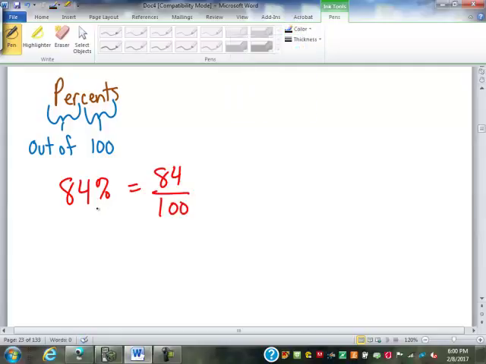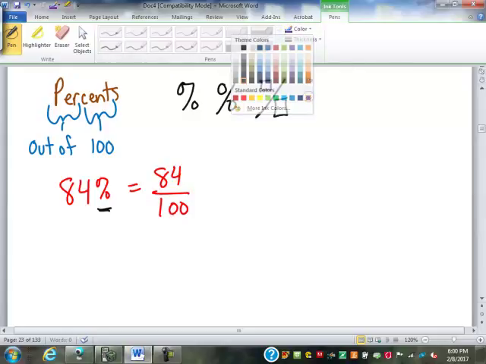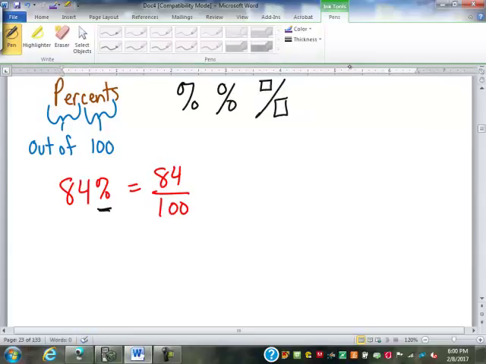In fact, the origin of the percent symbol, the original percent symbol, looks like that. It's actually a blank fraction or a ratio. A percent is just a ratio comparing things out of 100. So anyway, 84% is 84 out of 100, and it is just that simple to convert a percent into a fraction.